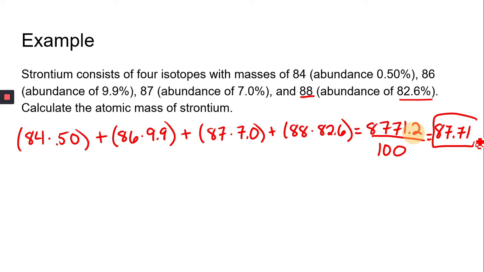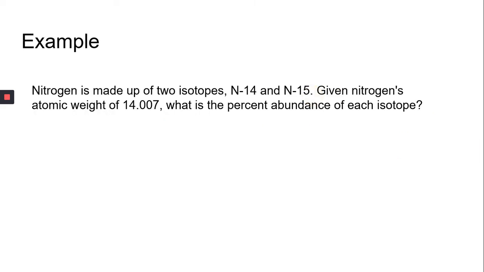87.71. Now if we look on the periodic table at strontium, which is number 38, this says we have a mass of 87.62. So we're pretty close. The difference is just coming to how things were rounded, how our percents were rounded. But notice that that average mass of 87.71 is closer to 87 than it is the other options. All right, one more example.